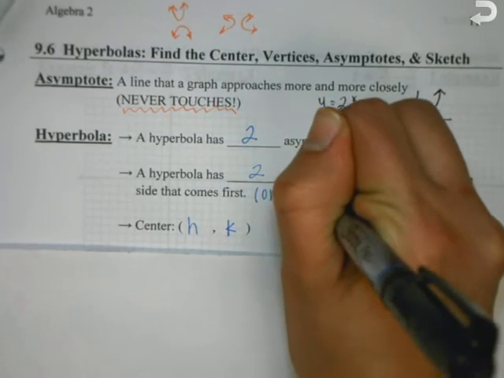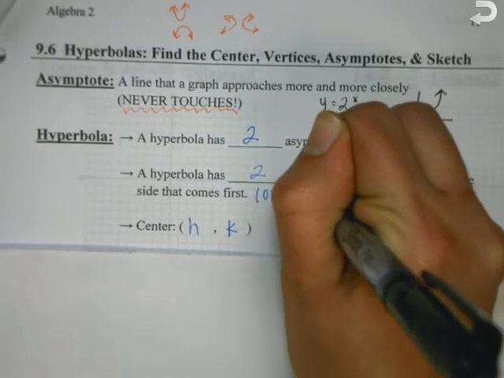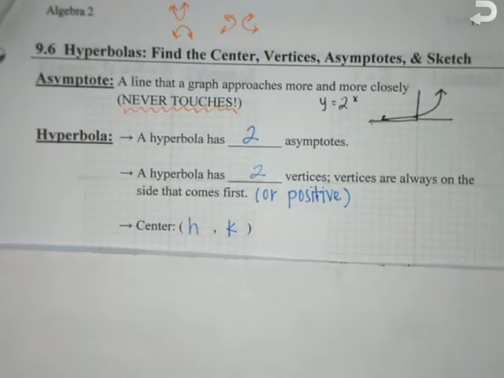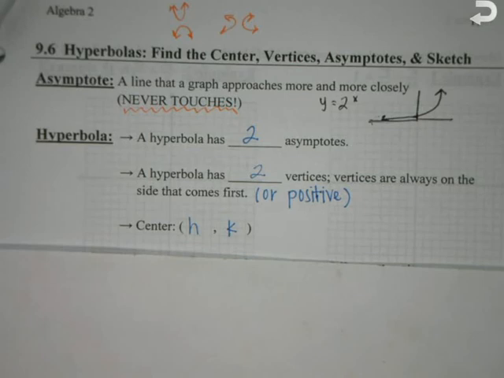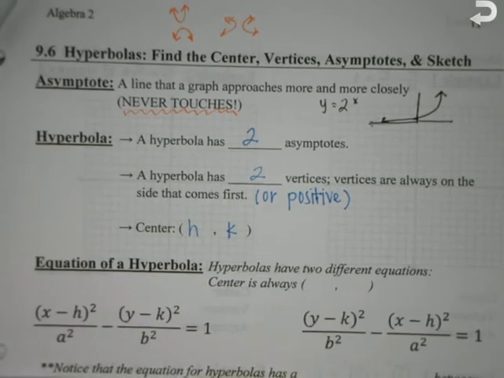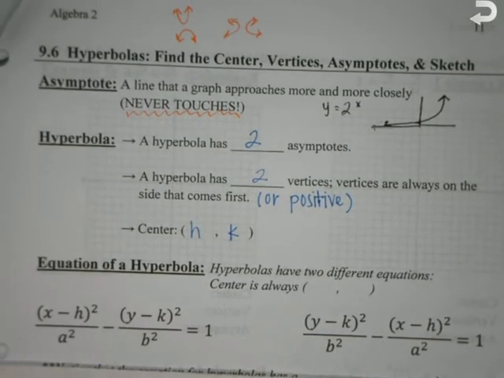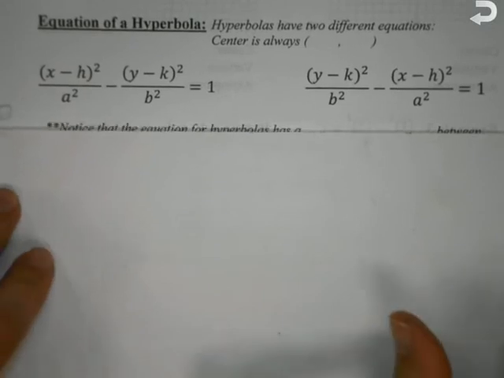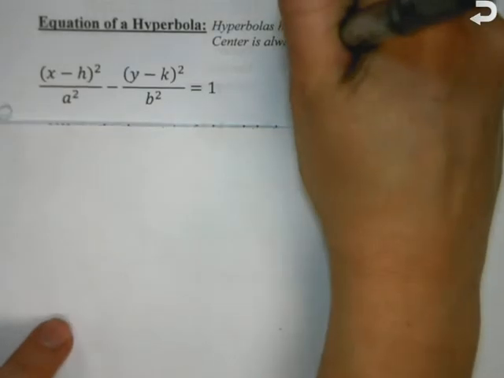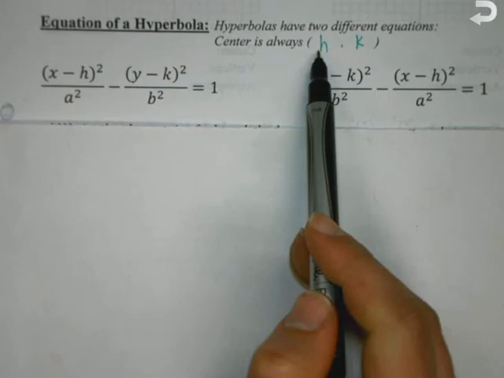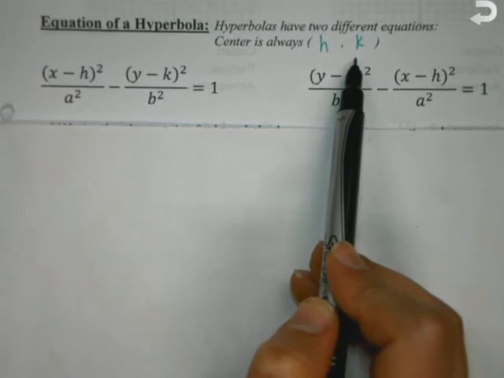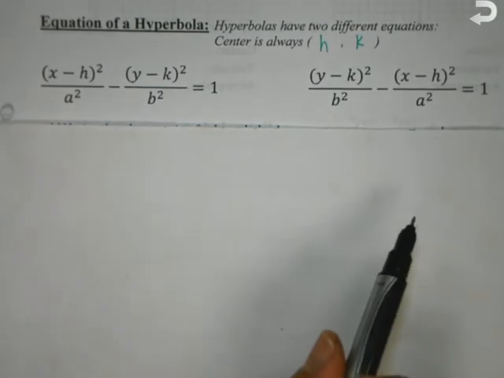Okay, so in a hyperbola, there's actually going to be subtraction involved. And when you see the form, you will know what I mean. So, an equation of a hyperbola. There are two different equations for a hyperbola. Okay, the center is always h, k, so h is always what's attached to x, k is always what's attached to y. The only thing that changes is where x's and y's are.